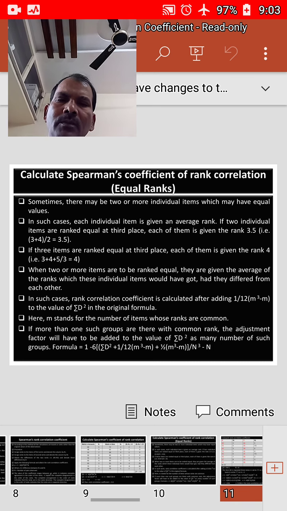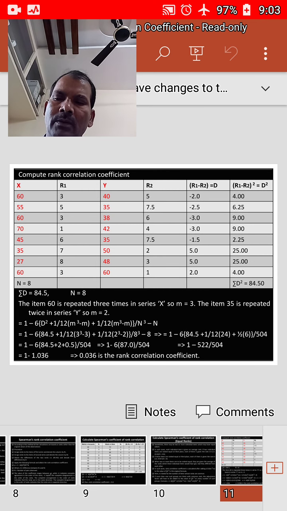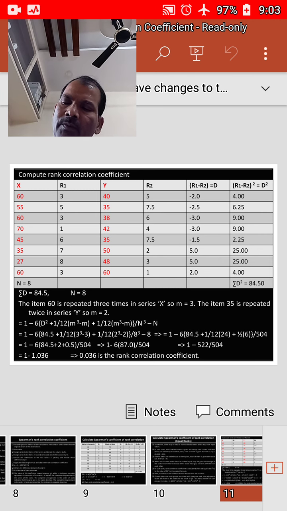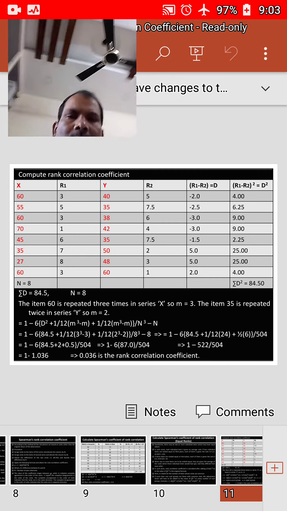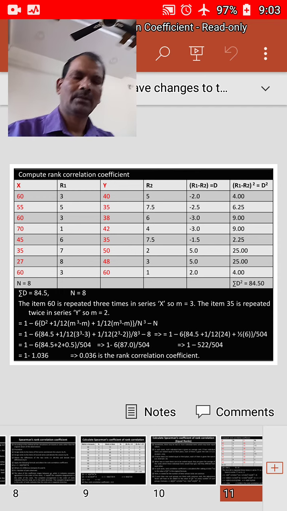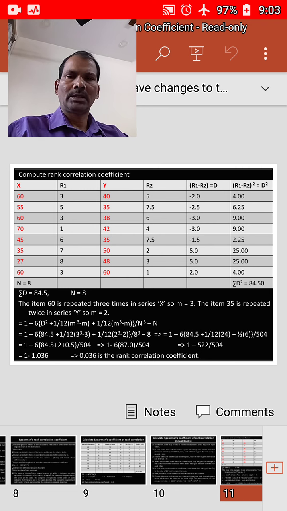Now we will consider one problem for better understanding. That is, computation of rank correlation coefficient. X and Y series are given. X series values are 60, 55, 60, 70, 45, 35, 27, 60, and Y series values are 40, 35, 40, 35, and 38, 42, 35, 50, 48, 60.